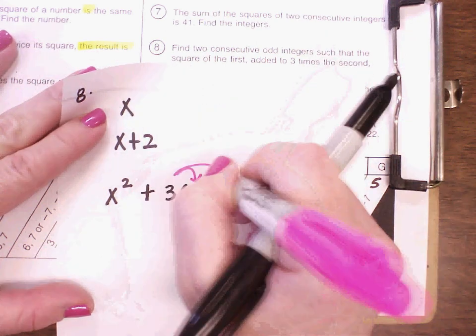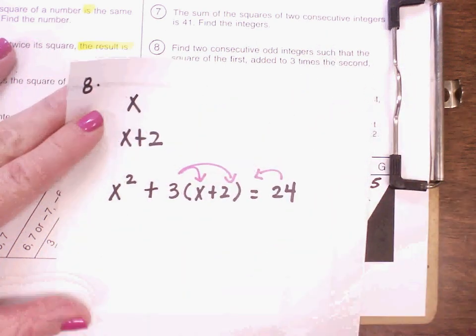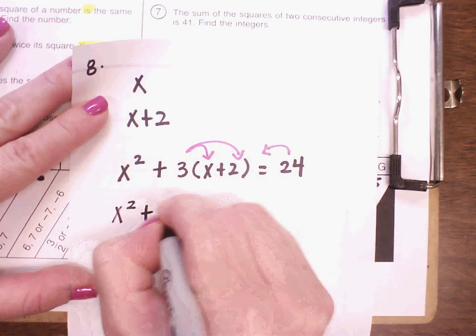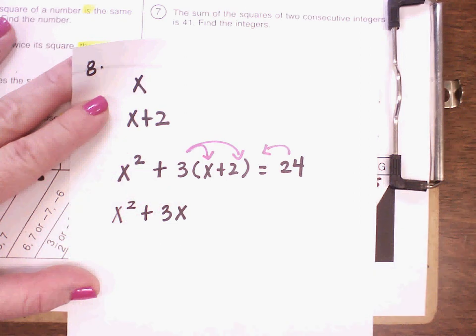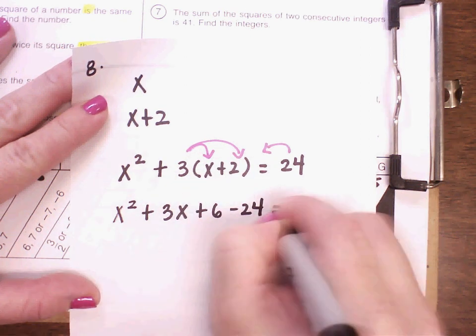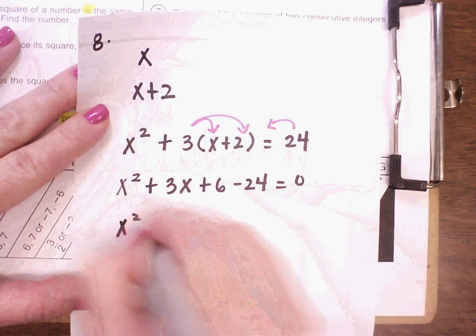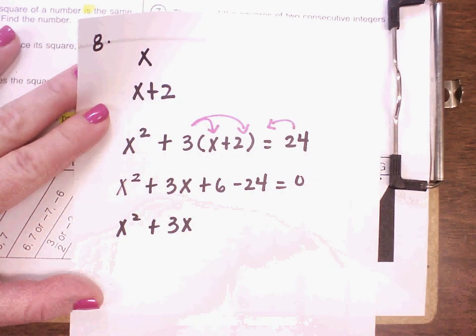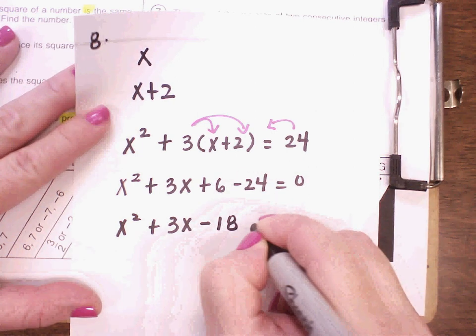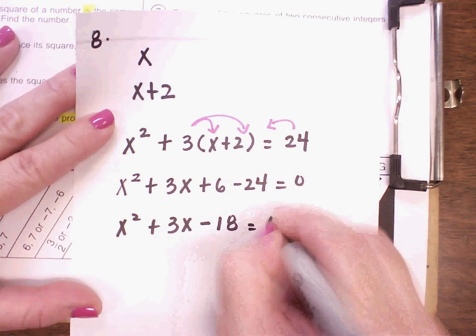Okay, so now we have to distribute and move that 24 to the other side, right? So x squared plus 3 times x would be 3x. 3 times 2, and then minus 24. Very good. So x squared plus 3x. What's 6 minus 24? Negative 18. Very good.